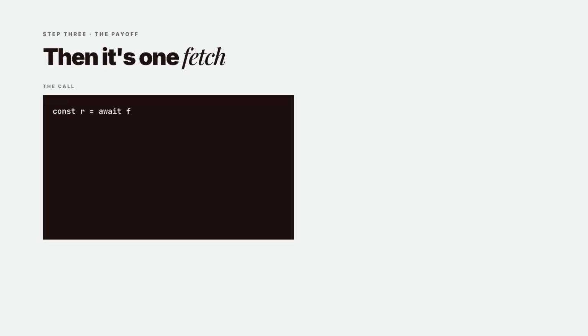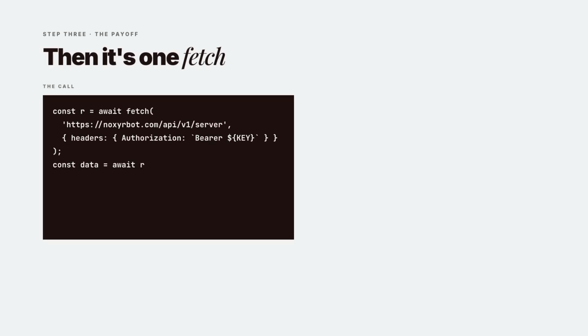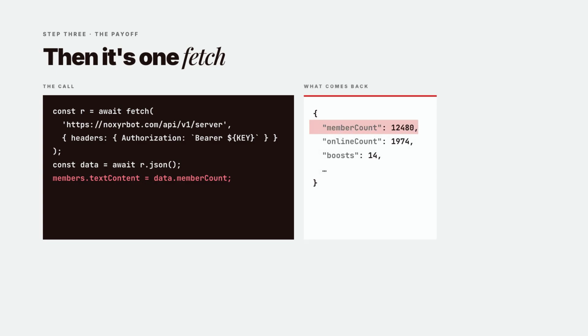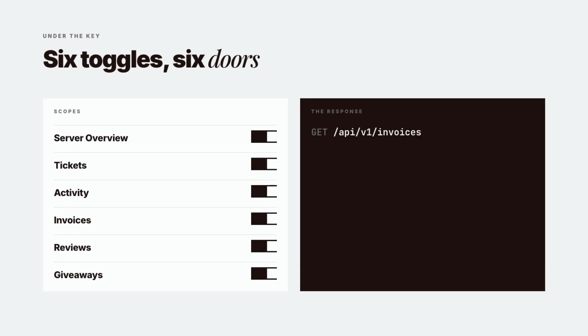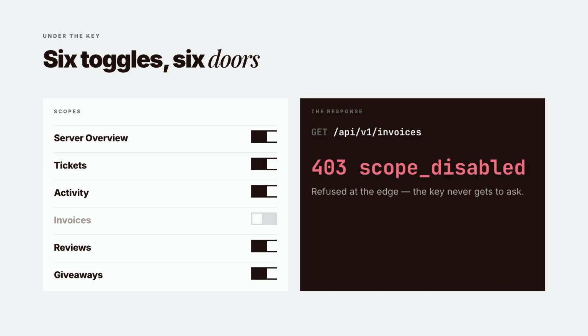Then it's one fetch. Call the endpoint, pass the header, read member count off the JSON, and write it into the page. CORS is open, so this works straight from the browser. Under the key, 6 toggles gate what it can read. Turn one off, and that endpoint returns 403, instantly, even to a leaked key.